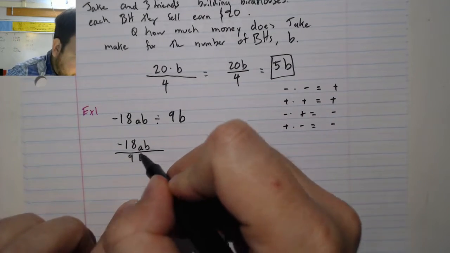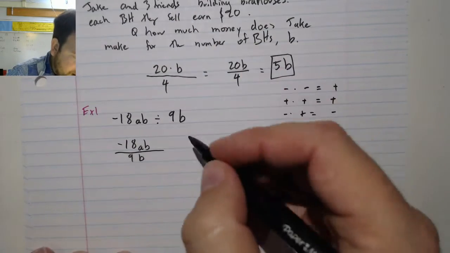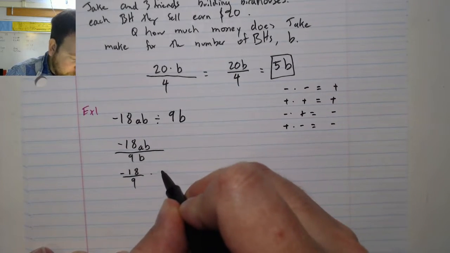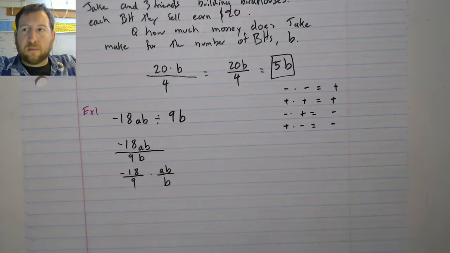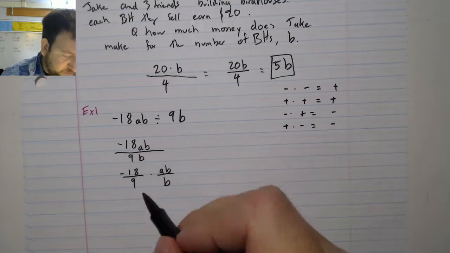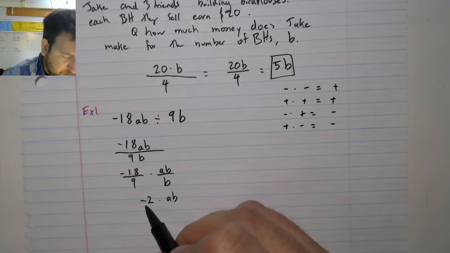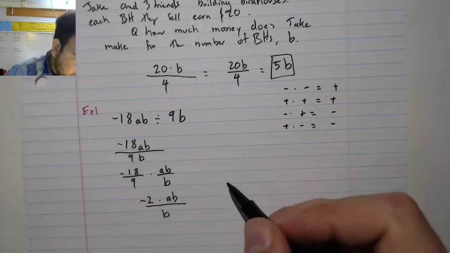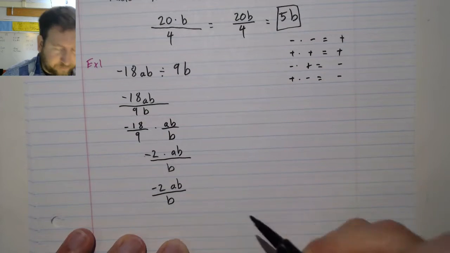I have negative 18 divided by 9. Well, I know that to be negative 2, so I can pull that off if I wanted to. And I could even write this as negative 18 ninths times AB over B, right? Because I can pull it apart, and then later I can stick it back together using that commutative property. But I can simplify this first and turn it into a negative 2 times AB all over B, right? And I can simplify that again down to negative 2 AB over B.